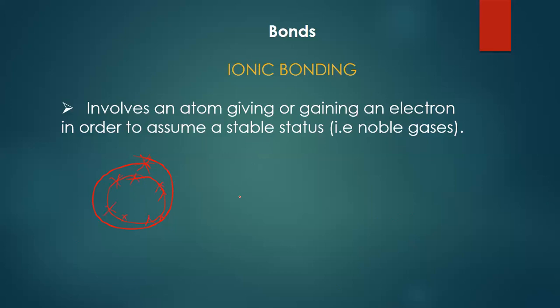This is just a quick sketch. Let's say this is an original atom, then you have a nucleus there. Then you have another atom. This one has 1 electron in its outermost shell. Then this one has 7 electrons in its outermost shell.